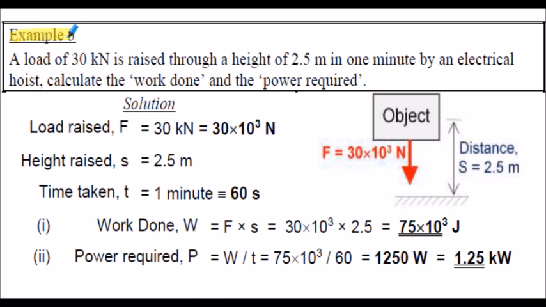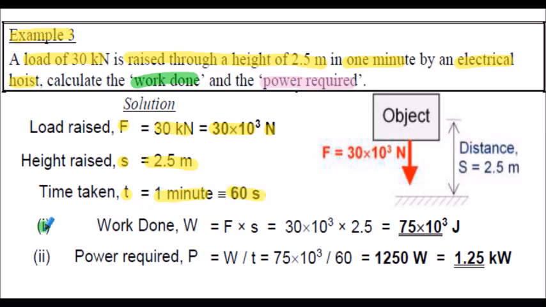Example 3. A load of 30 kilonewtons is raised through a height of 2.5 meters in 1 minute by an electrical hoist. We're asked to calculate the work done and the power required. So again, extracting information from the question, the force is 30 kilonewtons. I've written that as 30,000 newtons. The height raised, S, is 2.5 meters. And the time taken is 1 minute. Notice that's been converted to seconds, 60 seconds.